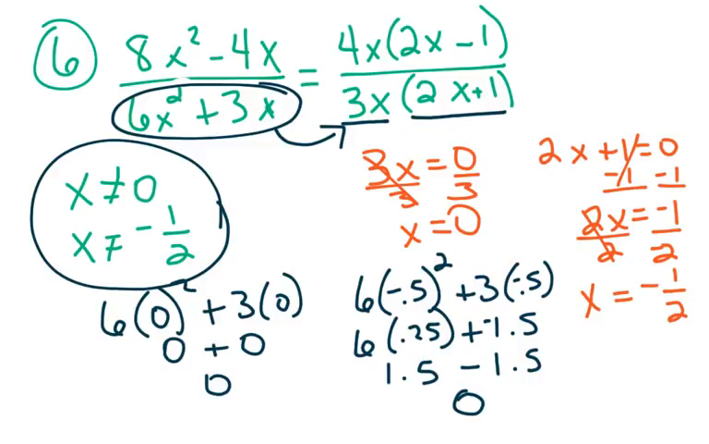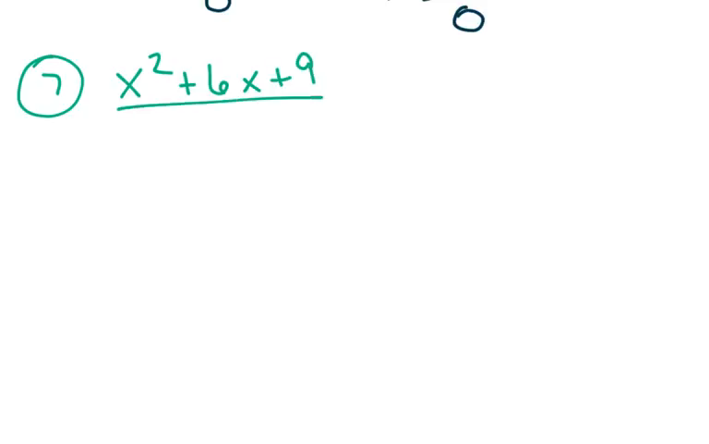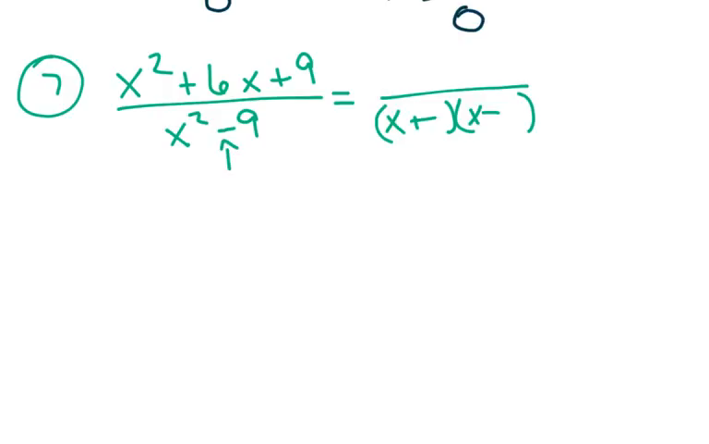Okay, we've got 2 more to do. All right, number 7, x squared plus 6x plus 9 over x squared minus 9. All right, again, I'm only going to worry about my denominator right now. I'm going to factor it. This is one of my special cases. I know that the square root of x squared is x and x. This sign is negative, so I get a positive and a minus, and the square root of 9 is 3 and 3. Okay, so I have an x plus 3 and an x minus 3.